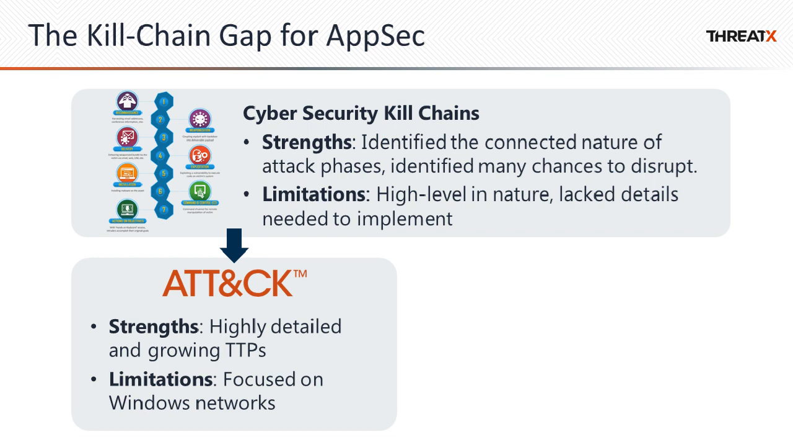So we can get a little bit more detailed. Let's talk about the ATT&CK framework. Its strengths are that it has a highly detailed and growing list of behaviors, or TTPs, that it's looking for. But the limitation is that a lot of those TTPs are really Windows focused, and some Linux and other endpoint, but it wasn't designed from the ground up for application security, like securing web applications or APIs.